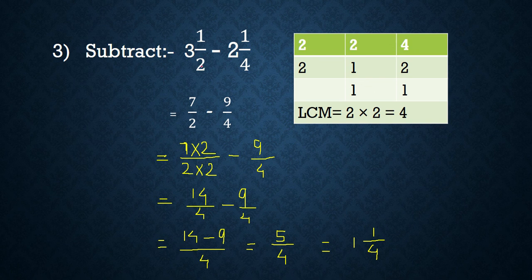So over here what you will do, 2 threes are 6 plus 1, 7 by 2, 4 twos are 8 plus 1, 9 by 4. Now we got the LCM as 4. So 2 twos are 4. Similarly we have to multiply this, 7 twos are 14. 14 by 4 minus 9 by 4. Now 14 minus 9 upon 4, we got 5 by 4. Now we'll write 4 ones are 4 plus 1, 5 by 4. So we got 5 by 4.